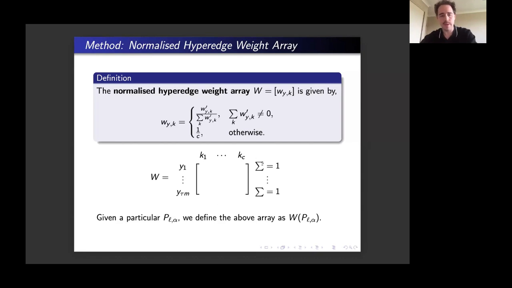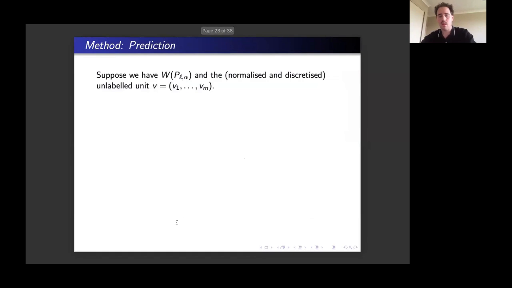Okay, so this W is sort of the basis of what we've created here from our hypergraph model. And just a reminder, we just created this W based on a particular L and alpha value. So now I'm going to talk about how I take and predict an unknown piece of data.